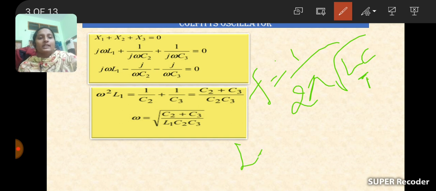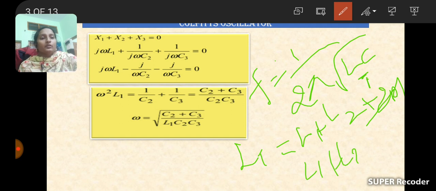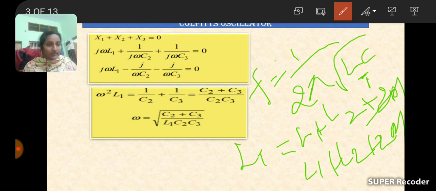Why do we write LT? It means total inductance. The total inductance is L1 plus L2 plus 2M for a series aiding connection of inductors, and L1 plus L2 minus 2M for series opposing inductors. If the connection is series aiding, that gives L1 plus L2 plus 2M. If the connection is series opposing, that gives L1 plus L2 minus 2M. And we already know the capacitance value.